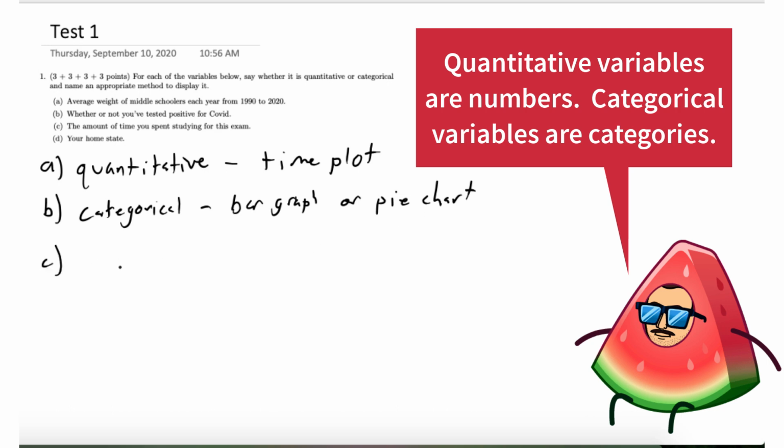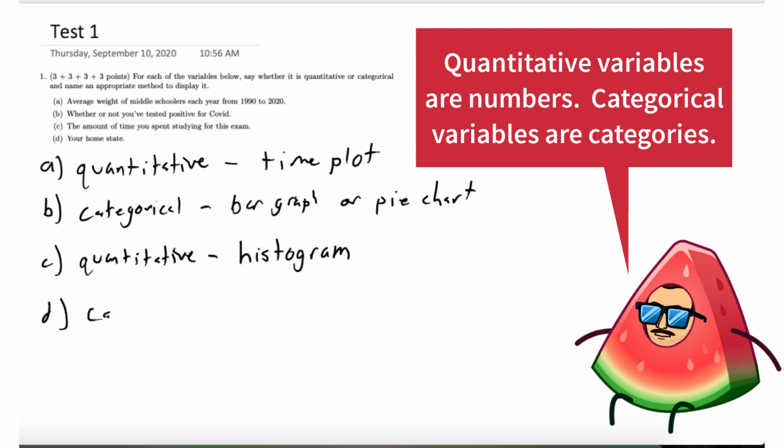C is the amount of time you spent, the amount. That should be a number, so it's quantitative. Hopefully it's a big number. And it seems like a histogram would probably be our best option here. So you can see kind of how many people studied in a certain range of time.